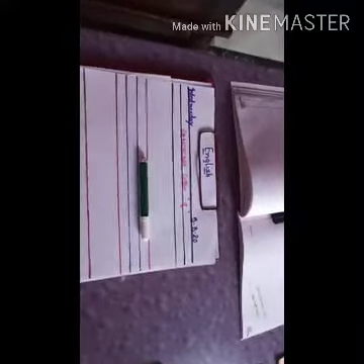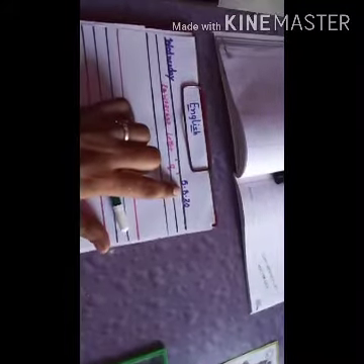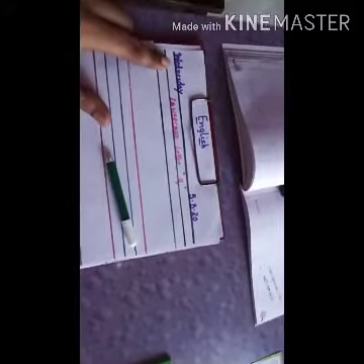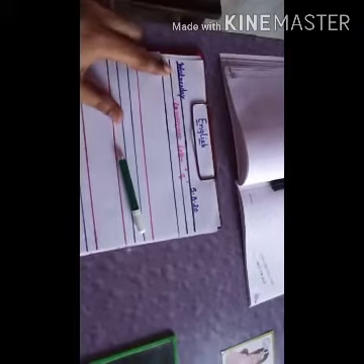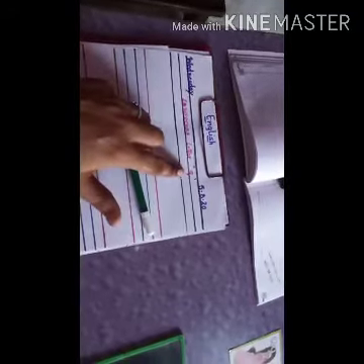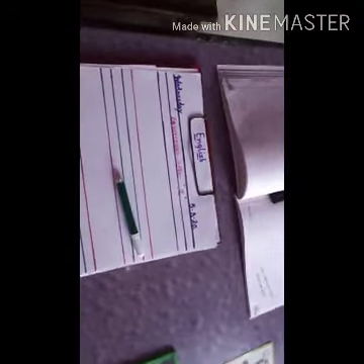Look at here. Firstly, tell me what is the date today and what is the day today. Today is the 5th of August 2020. And what is the day today? Today is Wednesday. And what is our subject? Subject English. And what is the topic? Lowercase letter Q. Q, qua. What is the phonetic sound of Q? Qua.